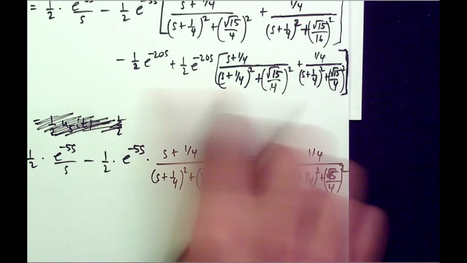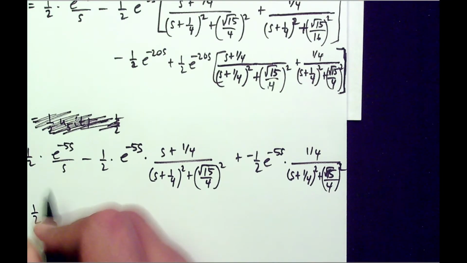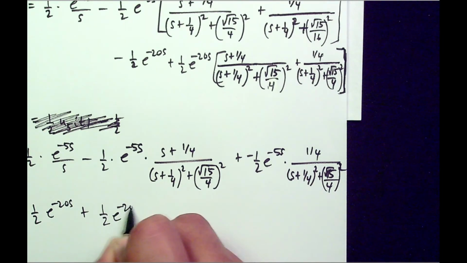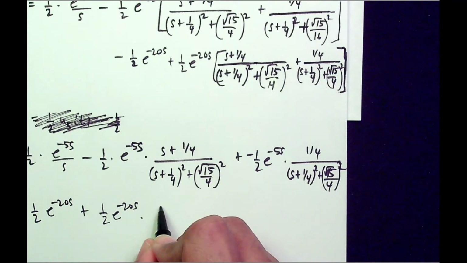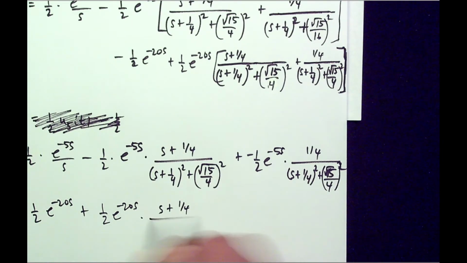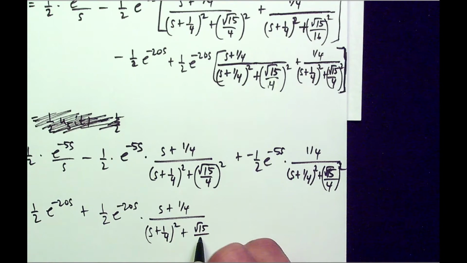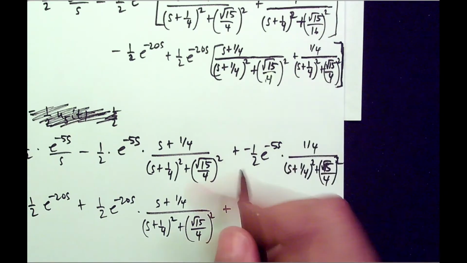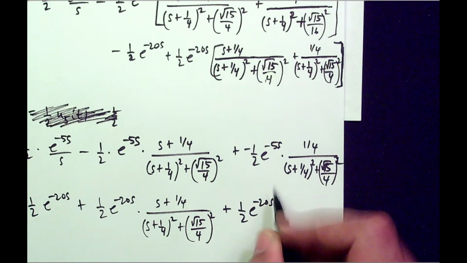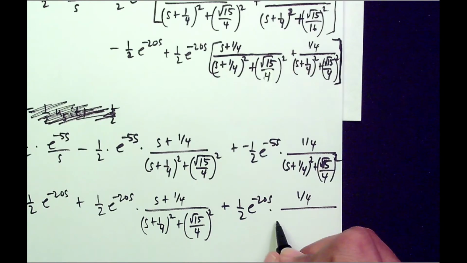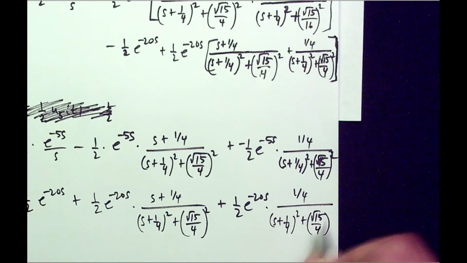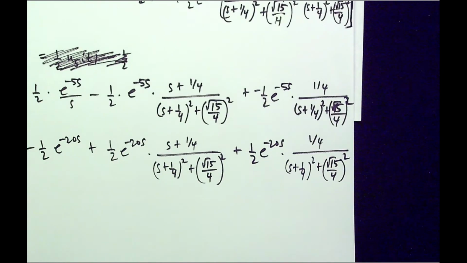And then just distribute that one as well. So this is negative a half e to the minus 20s plus 1 half e to the negative 20s times (s plus a quarter), all that over (s plus 1 quarter) squared plus (square root of 15 over 4) squared plus, I'm distributing, remember, so this is 1 half e to the negative 20s times 1 quarter, all that over (s plus 1 quarter) squared plus (square root of 15 over 4) squared. Okay.